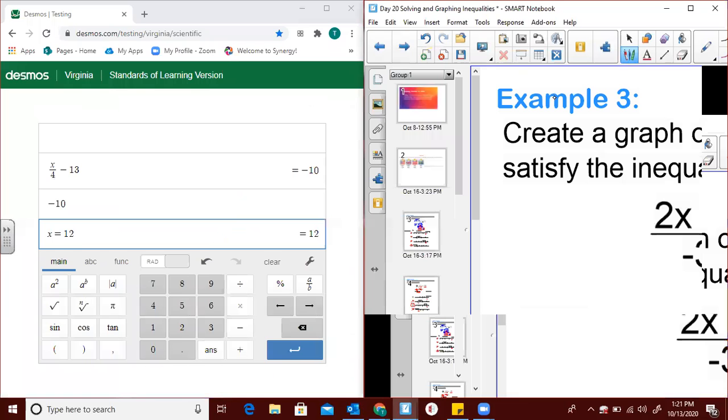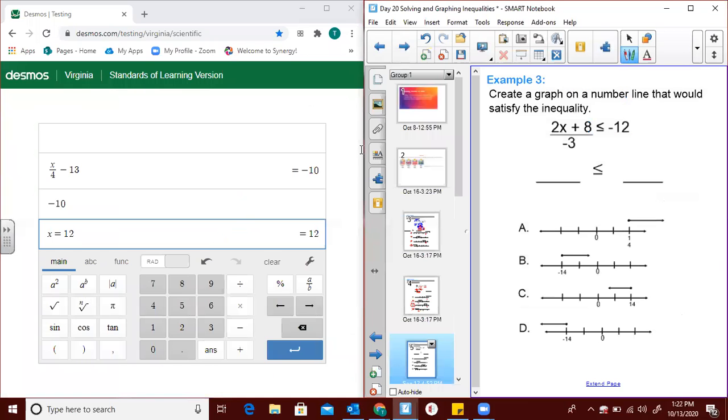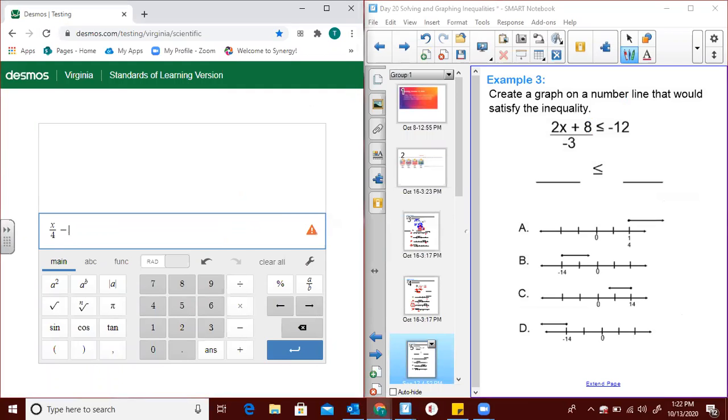All right, so let's try this one. So now this one might be a little bit tricky. So I'm going to have 2x plus 8, and that's going to be over a negative 3.